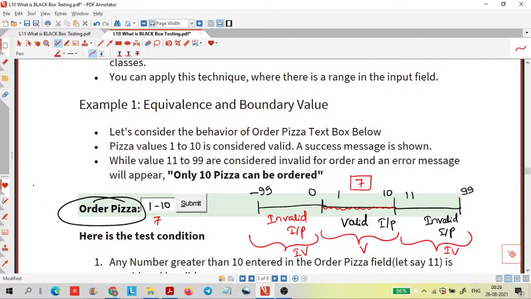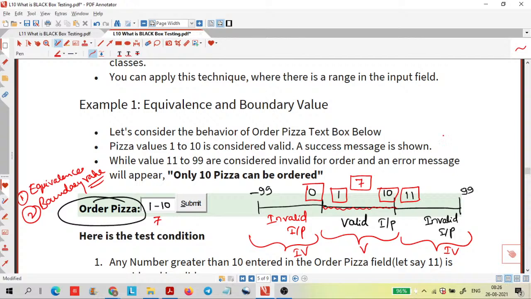This is one technique: equivalence class partitioning. Then after equivalence class partitioning, we go for boundary value analysis. In boundary value analysis, what do we do? We consider the boundary values. We test with only these inputs.